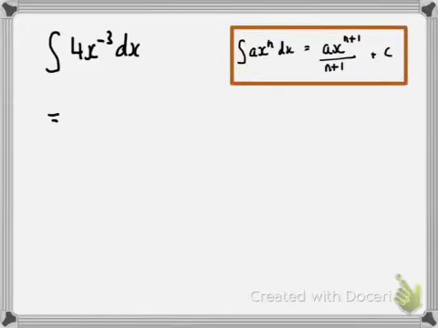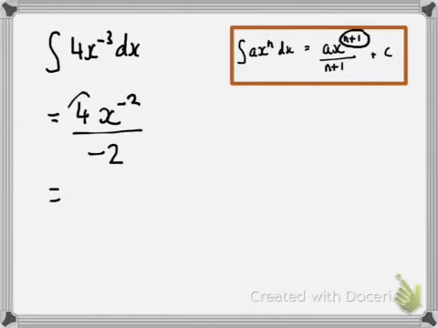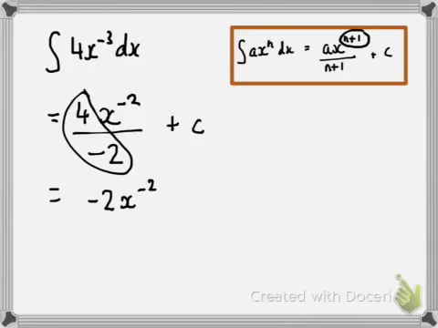So it's going to equal 4, sits out the front. We've got x, we raise the power by 1, so it's to the power of n plus 1. The original power is negative 3, we raise it by 1, we get negative 2 over the same power. So negative 2 on the bottom. So 4 divided by negative 2 is negative 2, x to the power of negative 2. And not forgetting our plus c's as we go. And that's going to equal negative 2 on x squared, if we take the x to the power of negative 2 to the denominator, plus c.